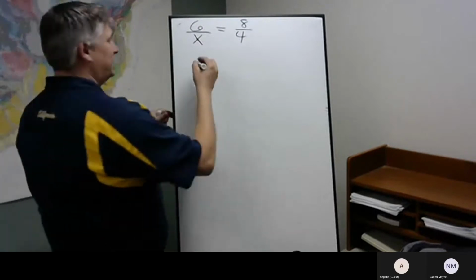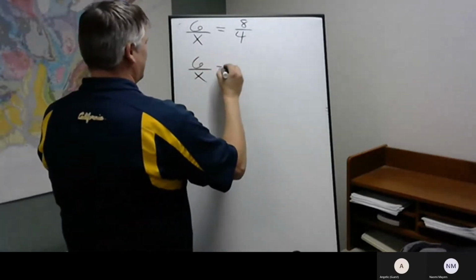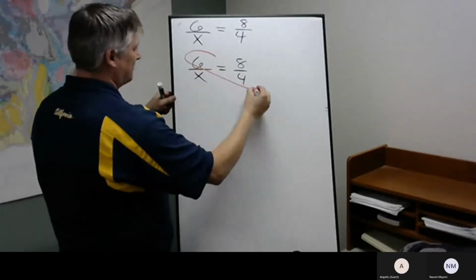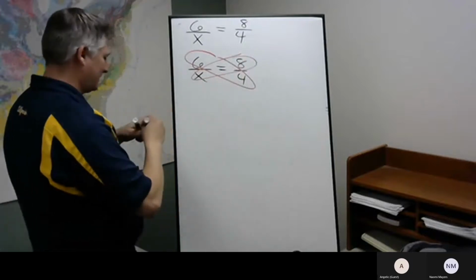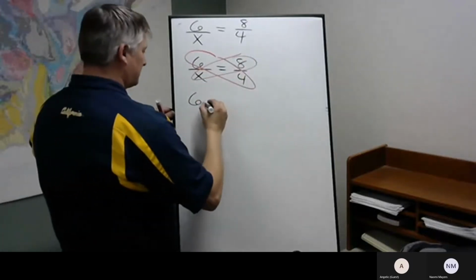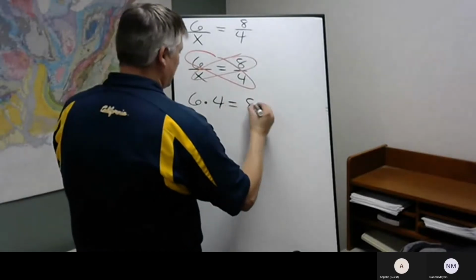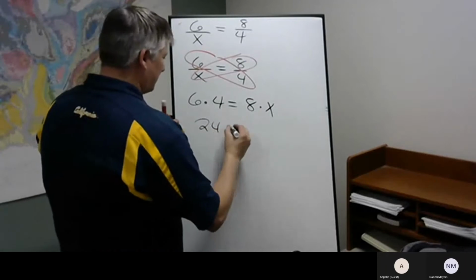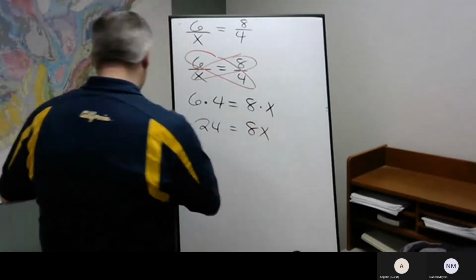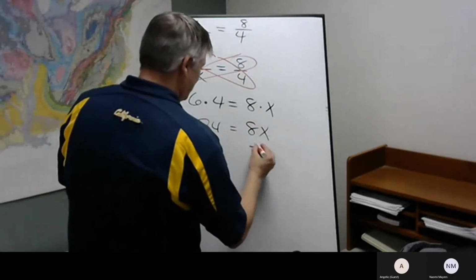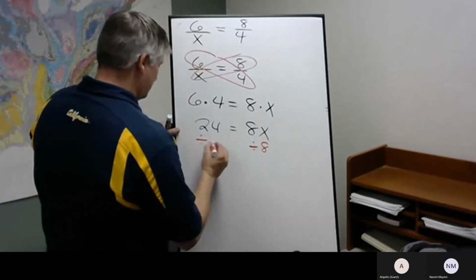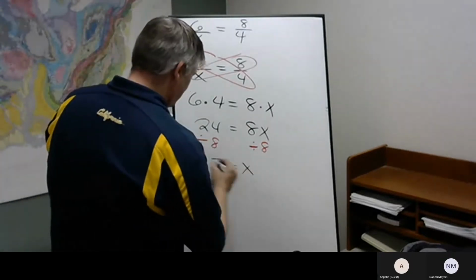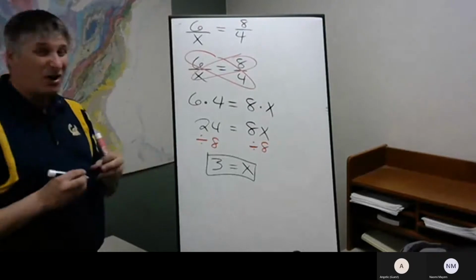So again, we're going to use cross multiplication. So 6 times 4 equals 8 times X, or 24 equals 8X. Divide by 8. We'll get 3 is equal to X. Well, that's part of our answer.